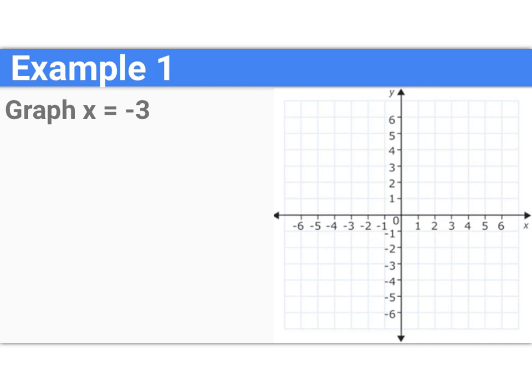Okay, so graph x equals -3. Whenever you have x equal to something, you will get a vertical line, because no matter what y is, x is -3. So this is a vertical line.